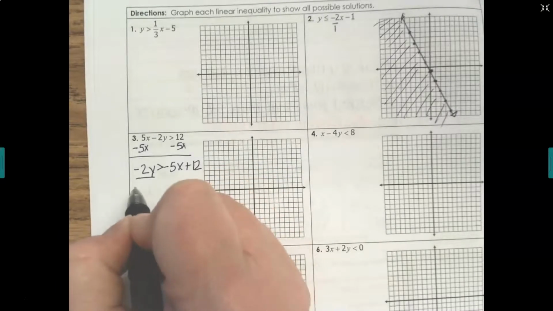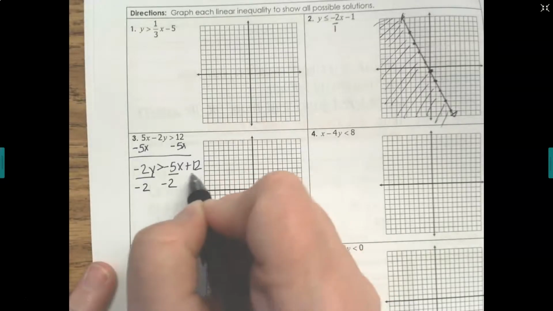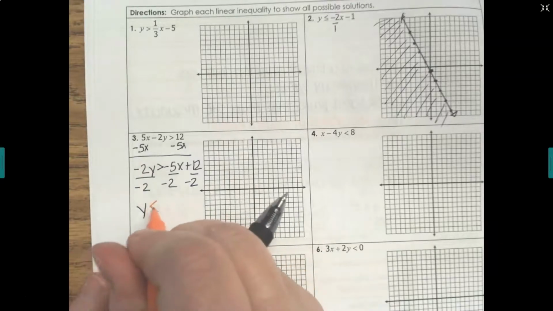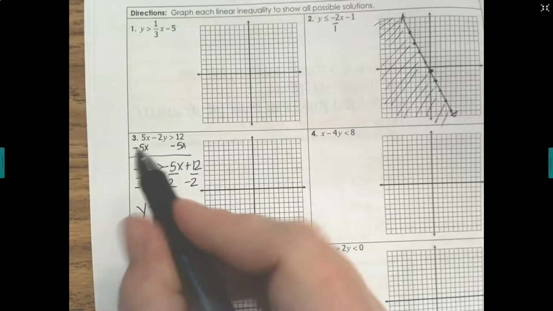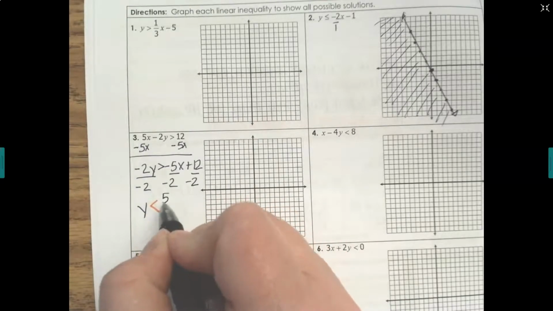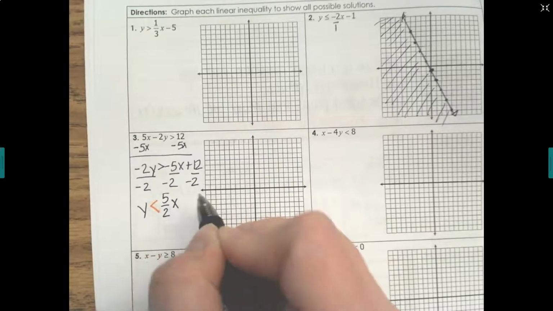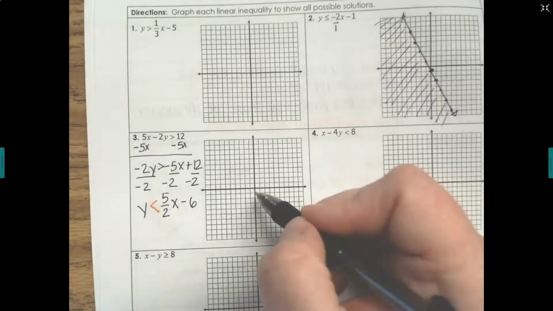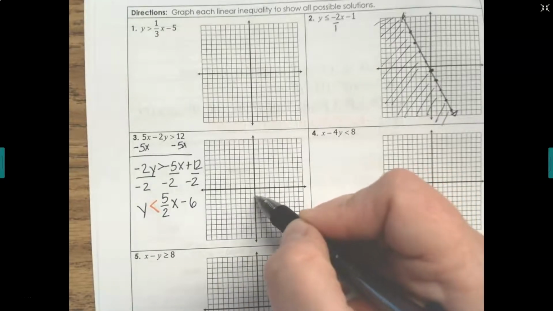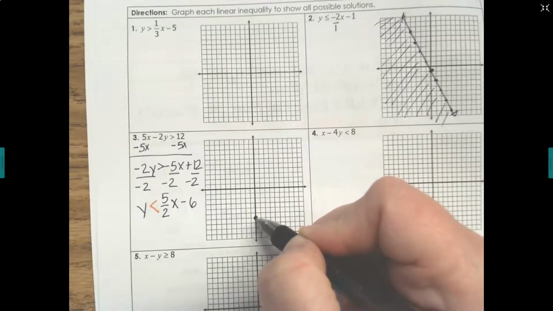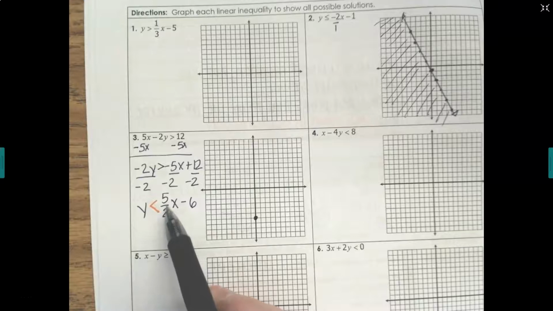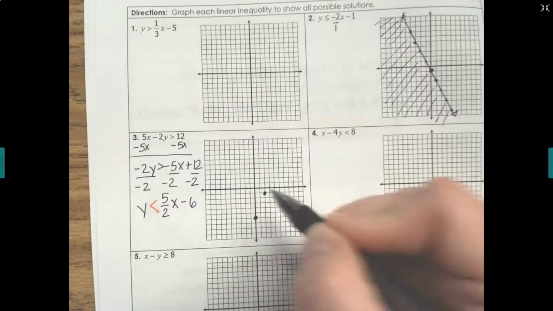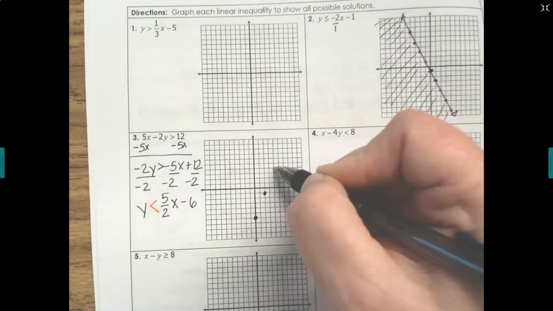Then we're going to divide each thing by negative 2. And I'm going to get y, and since I divide by a negative, it's going to make my inequality change directions. Negative 5 divided by negative 2 becomes positive, because negative, negative. x. Positive 12 divided by negative 2 becomes negative 6. So your y-intercept is negative 6. 1, 2, 3, 4, 5, 6. And my slope is rise 5, run 2. So 1, 2, 3, 4, 5, 1, 2.